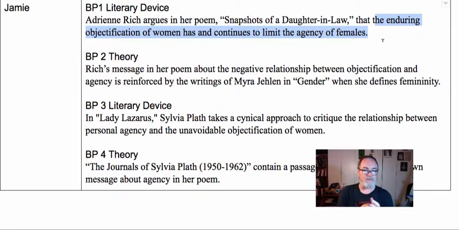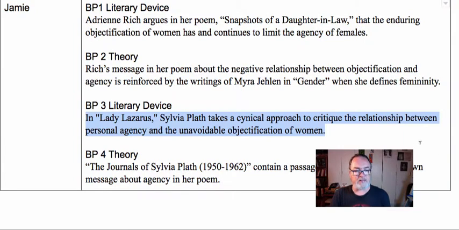I would have maybe gone with something like, in Snapshots of a Daughter-in-Law, Rich critiques, blah, blah, blah. But I really like the way this sentence is phrased, and I encourage Jamie to keep it as is because it really hits all the marks, even though it follows a different structure. So I think this is a good example of how you can vary a bit from the core structure and still have a sentence that really works. Here's another one.